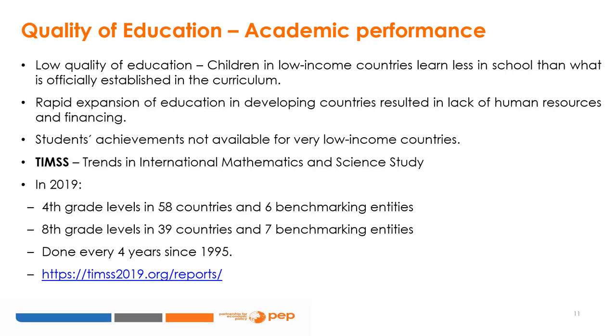TIMSS, or Trends in International Mathematics and Science Study. The TIMSS is an international comparative study that measures trends in mathematics and science achievements at the 4th and 8th grade levels every 4 years since 1995.